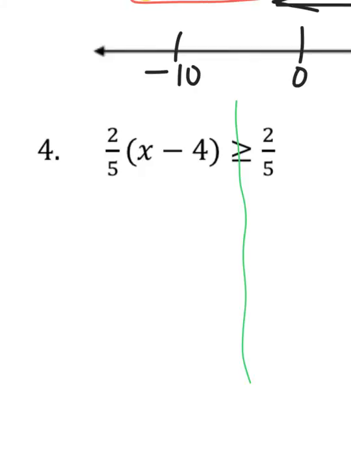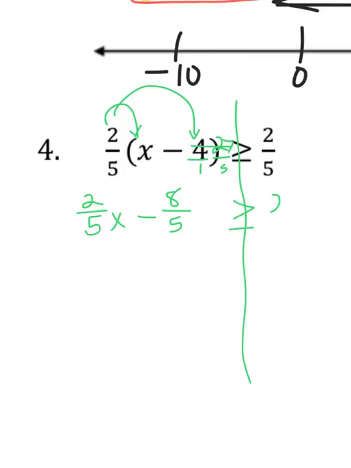All right, here we go. There's my inequality symbol. I got 2/5. I have to expand this side first. 2/5 x is 2/5 x. 2/5 times a -4, if I multiply this, is going to be 8/5, and 2/5.